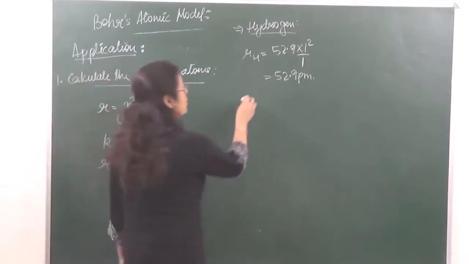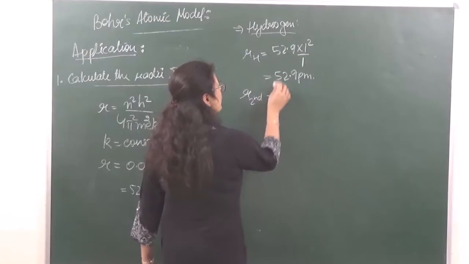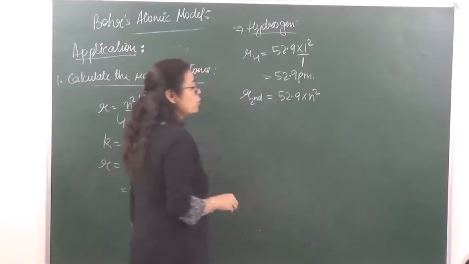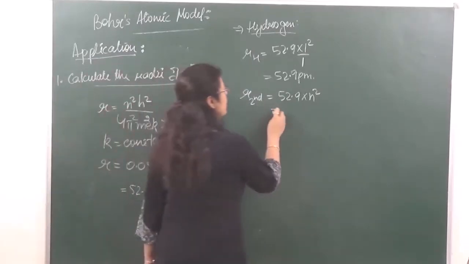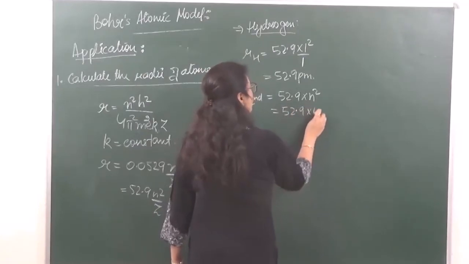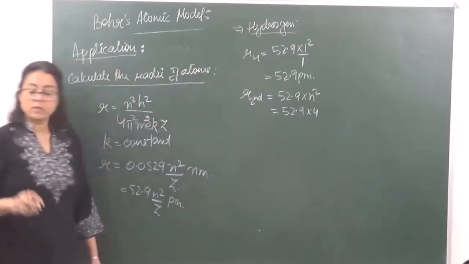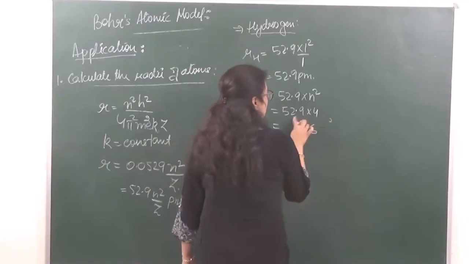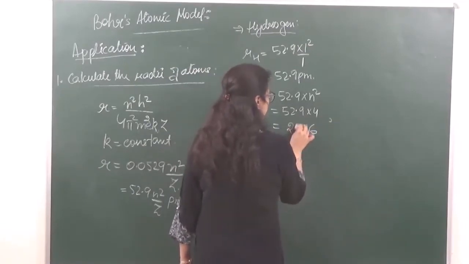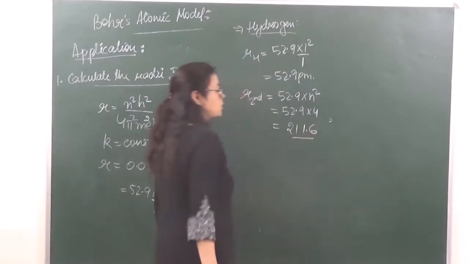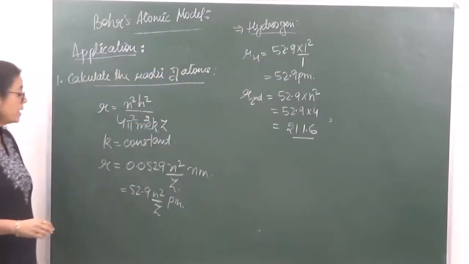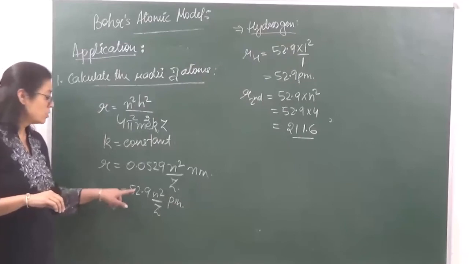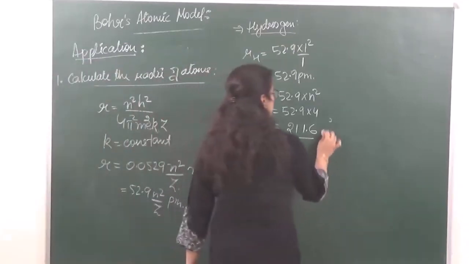And if we wanted to calculate the radius of the second orbit for hydrogen, that is going to be equal to 52.9 into n square, because z is always going to be equal to 1. For the second orbit it will be 52.9 into 4, since 2 square is equal to 4. Okay, so this comes to 211.6. Please remember the units, otherwise you will have some flaw in the decimal points. So this is going to be 211.6 picometers.